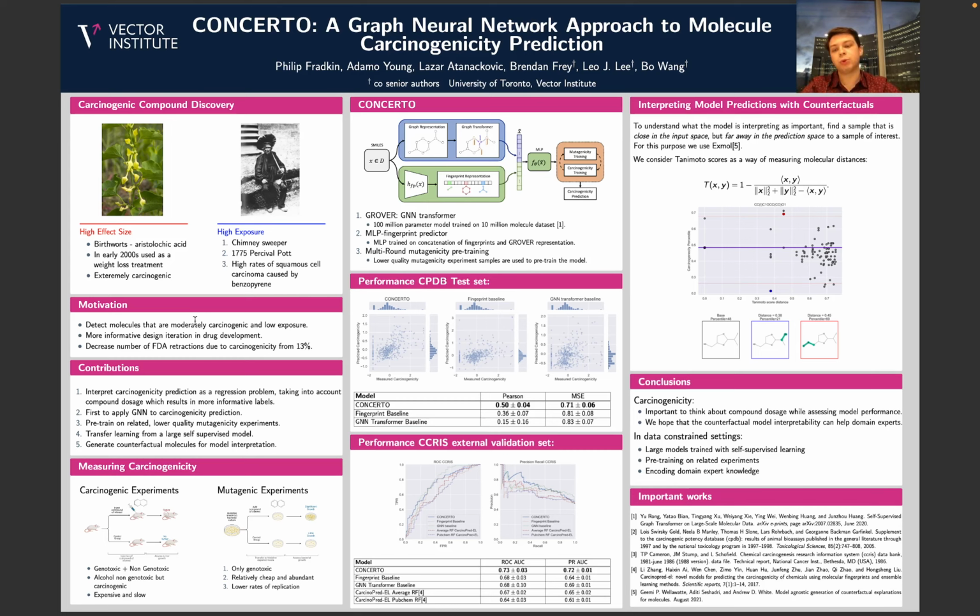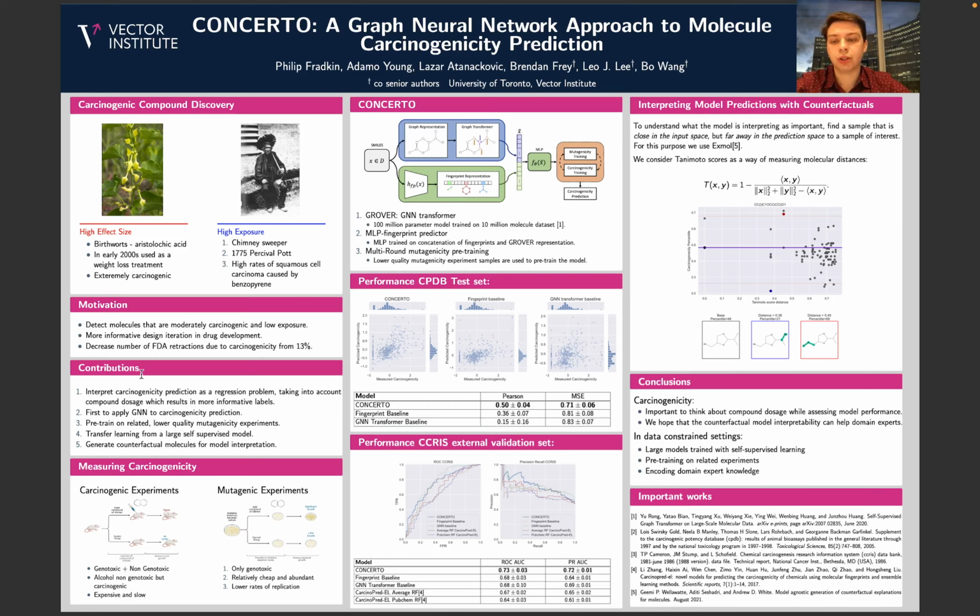So one of our motivations for this project of predicting compound carcinogenicity was to detect molecules that are moderately carcinogenic and have lower exposure but are still harmful to people.